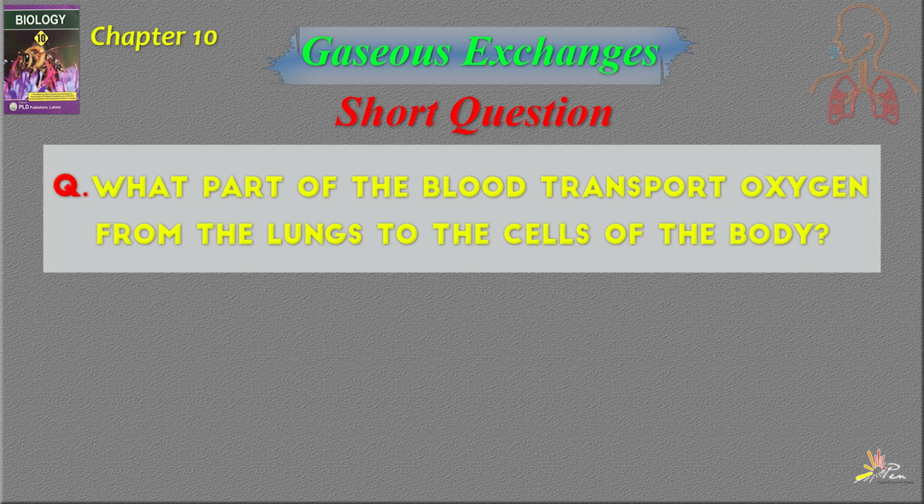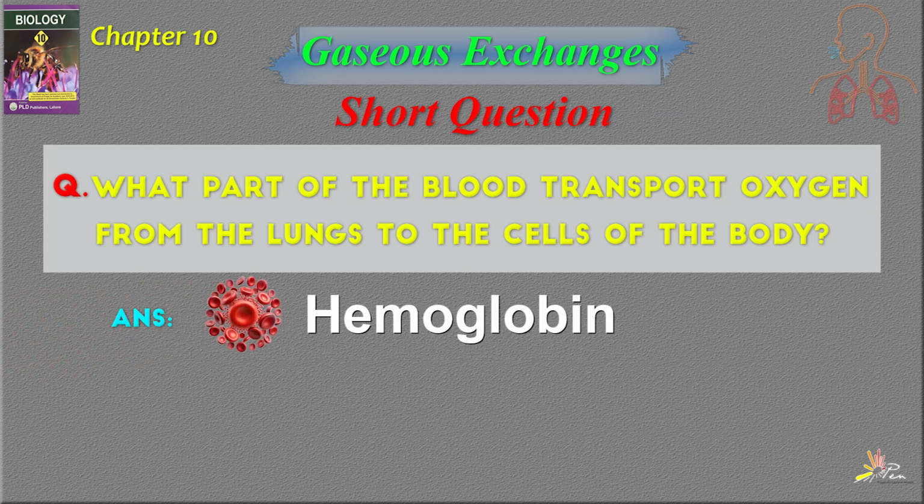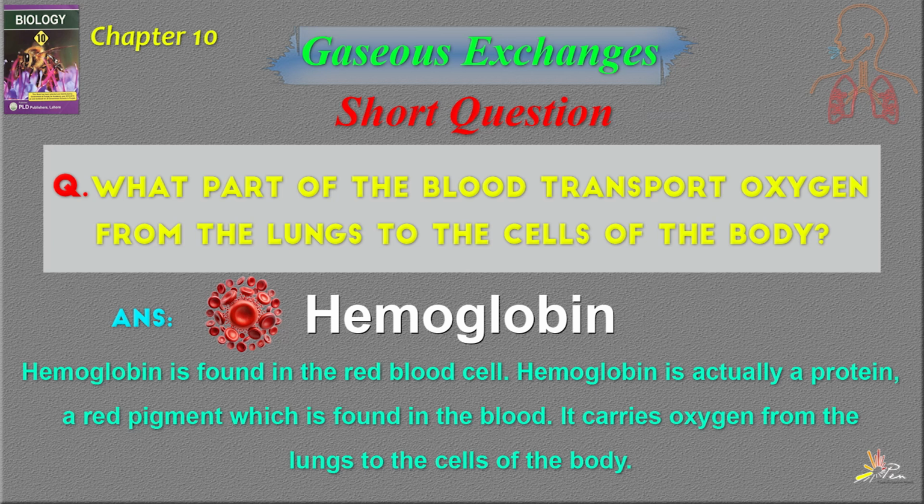So students, this is the most important question and the answer of this question is hemoglobin, which is found in the red blood cells. Hemoglobin is actually a protein, a red pigment which is found in the blood. It carries oxygen from the lungs to the cells of the body.